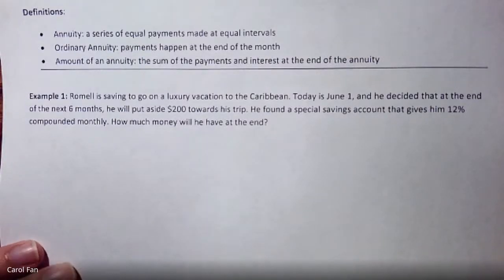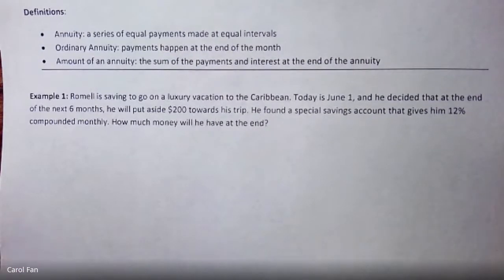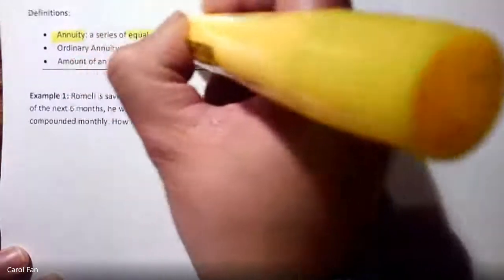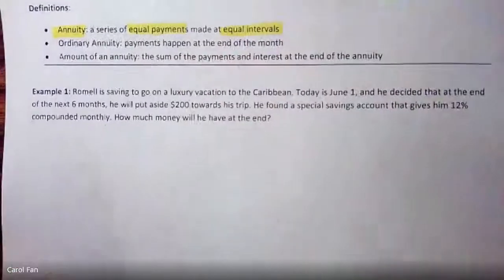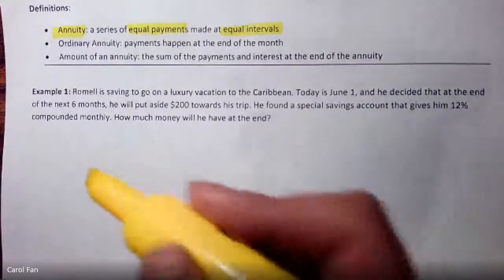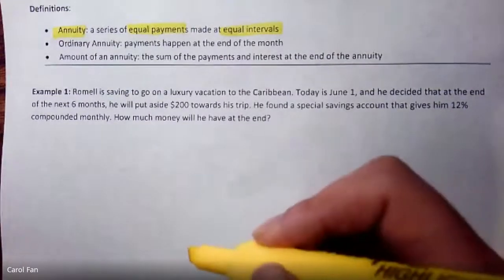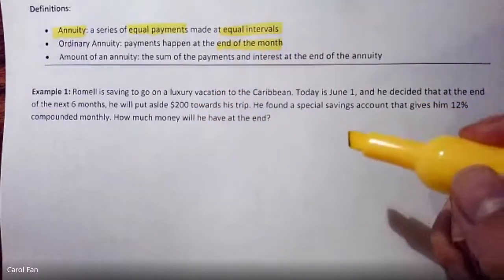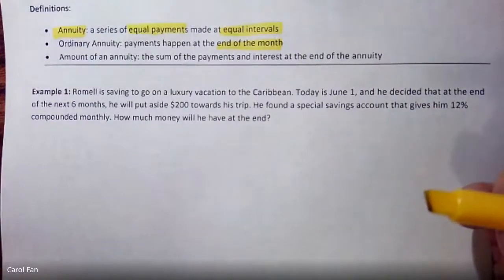Hi, everybody. Let's just quickly go through the definitions again of an annuity. An annuity is a series of equal payments made at equal intervals. It's important that we're making equal payments at equal intervals because there has to be some sort of regularity for it to be an annuity. There are different types of annuities, but the ones we're talking about in this course are only the ones where you pay at the end of the month.